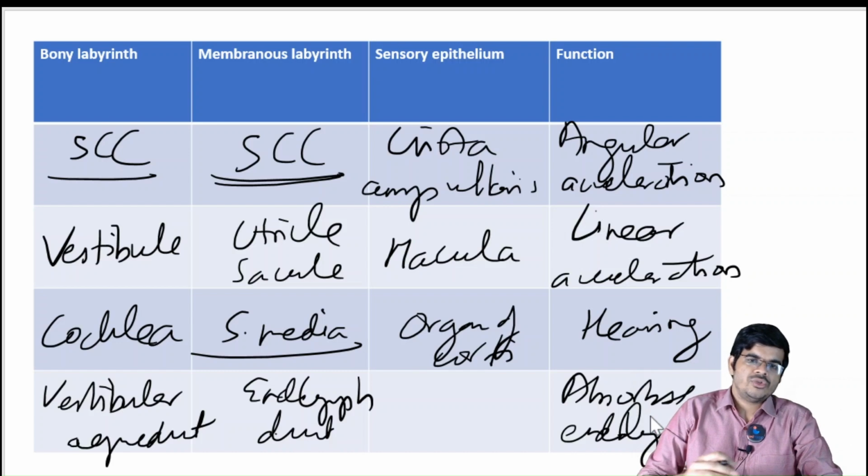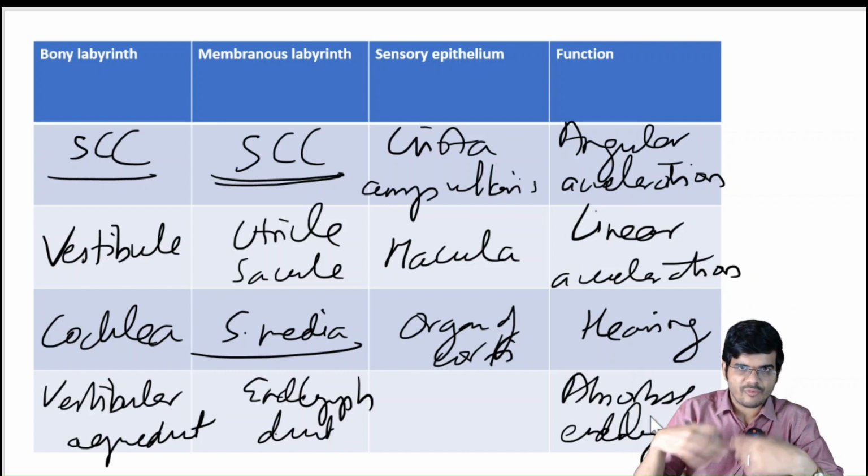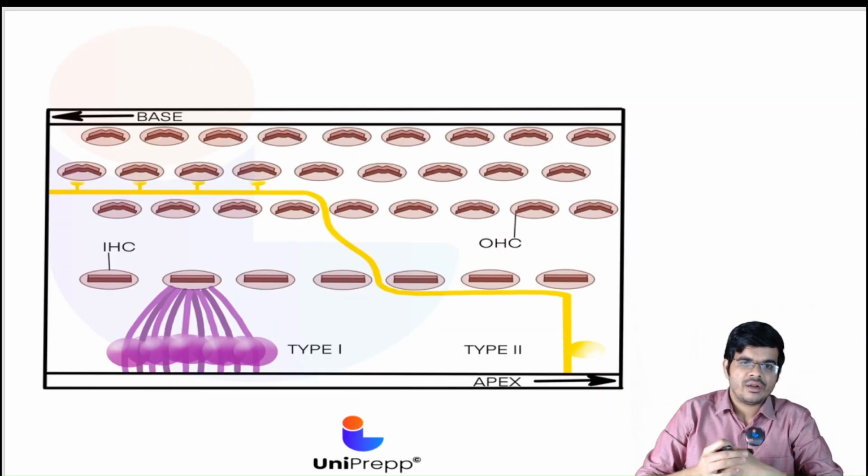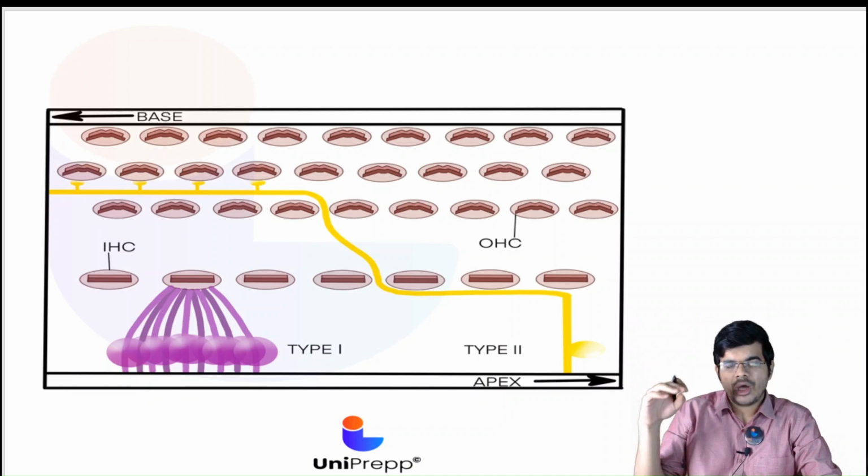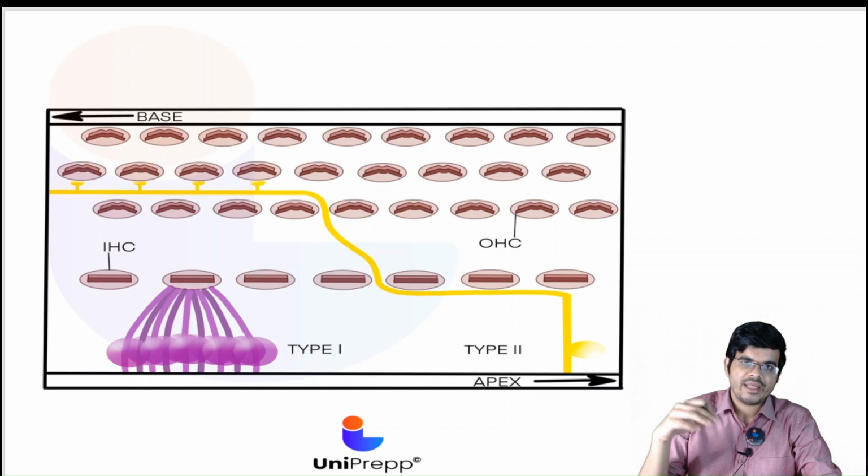Okay, so that's in a nutshell about the various structures within the inner ear and their functions. Now, how is it being innervated? The type 1 and the type 2 nerve fibers are there for innervation of the inner hair cells and the outer hair cells. I told you the outer hair cells are more in number. They are arranged in 3 rows and they have a different function, right? And it is more clear if you look at this picture.